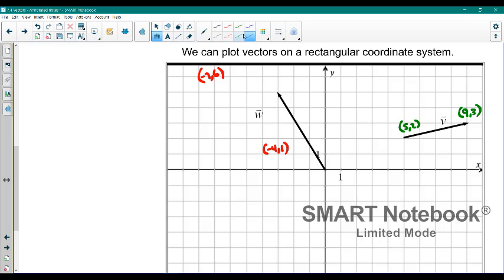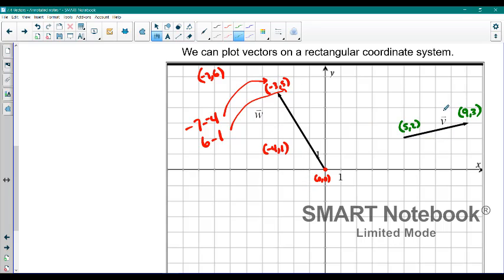Well, notice when we do that, we have in vector w, the initial point is at 0, 0. That's what it means to be in standard position. And the terminal point is at -3, 5. If you'll notice, if we did -7 minus -4, we would get -3. If we did 6 minus 1, we would get 5. So it's very easy to translate things that are not in standard position into standard position.